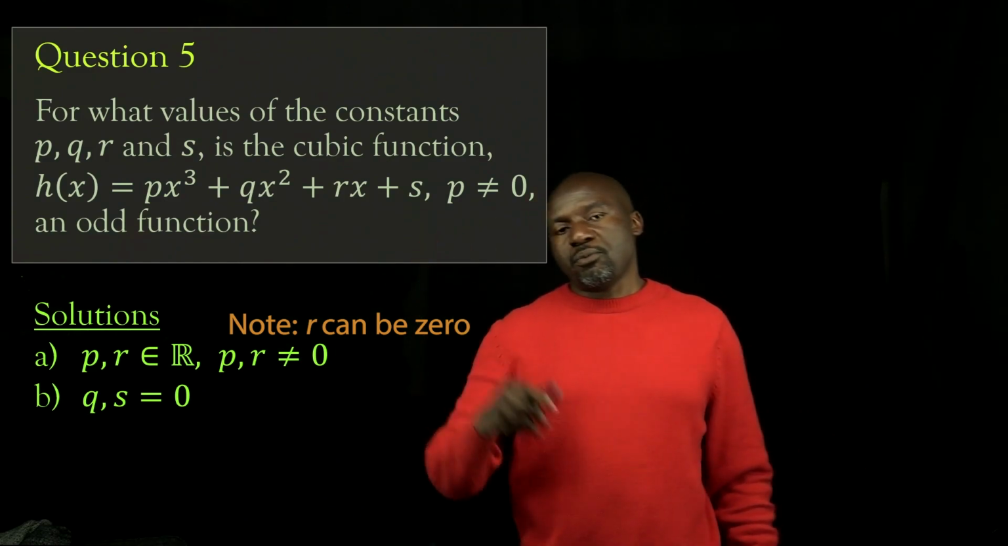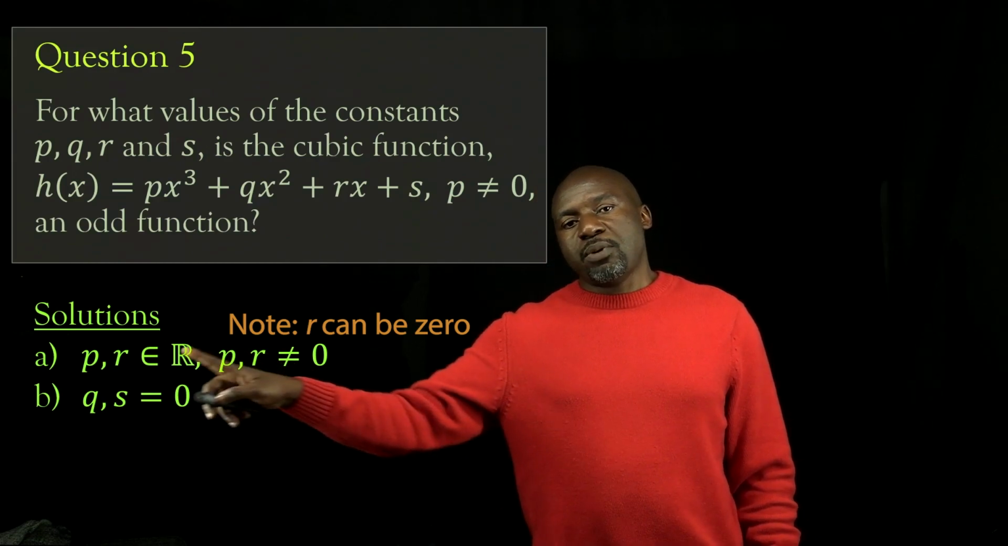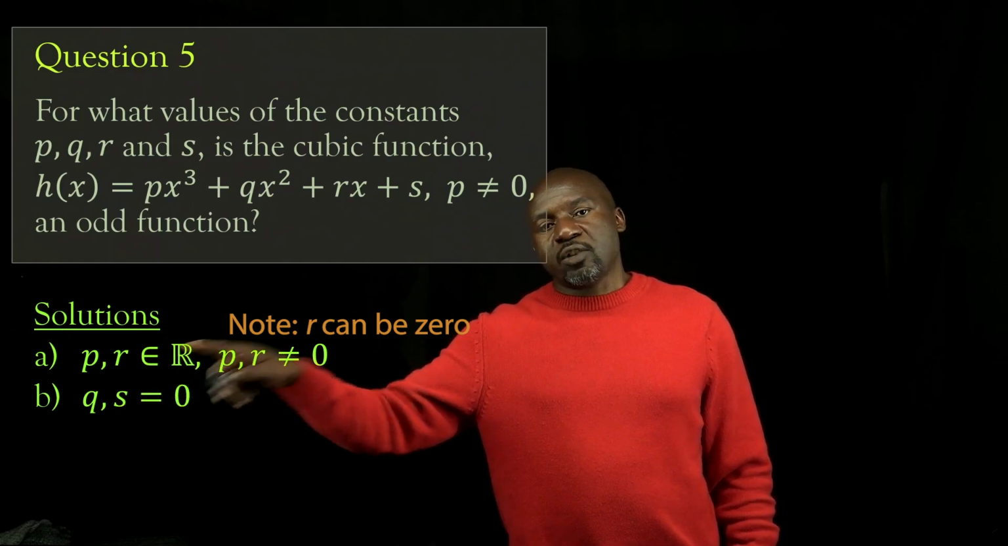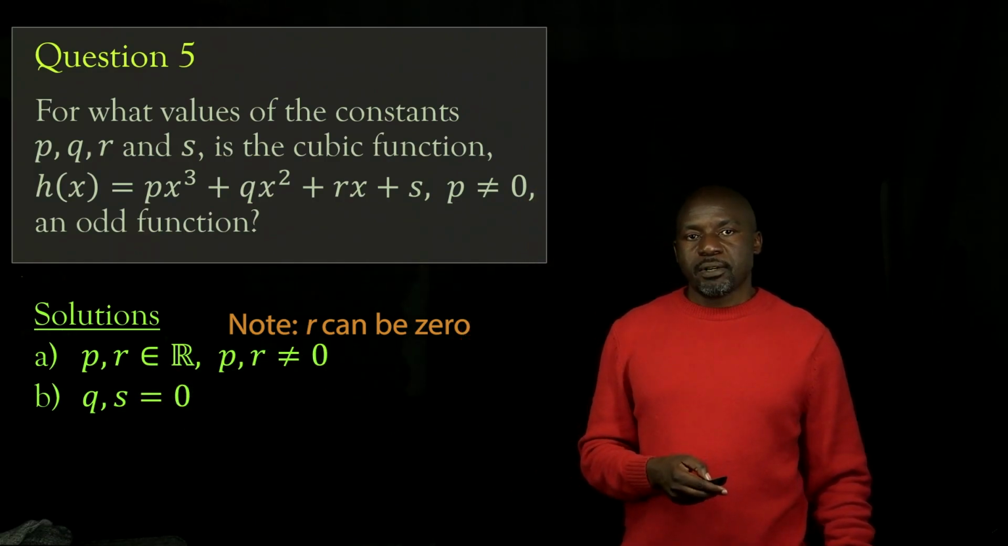And if this is to be an even function, then it is P and R that have to be zeros, while Q and S will have to be real numbers, okay?